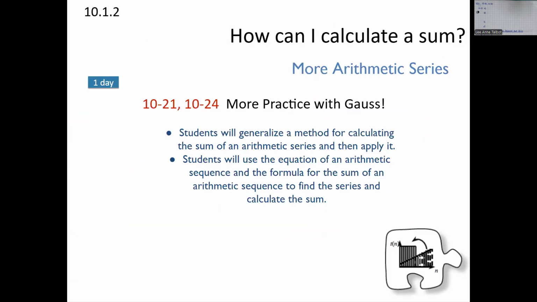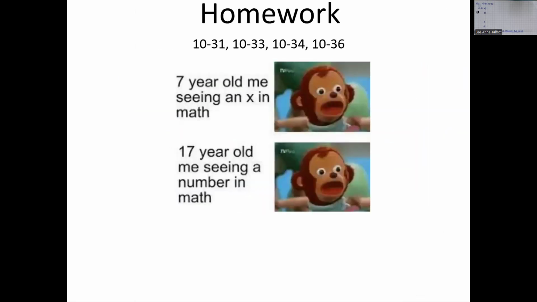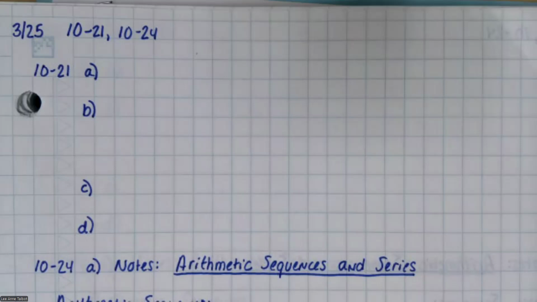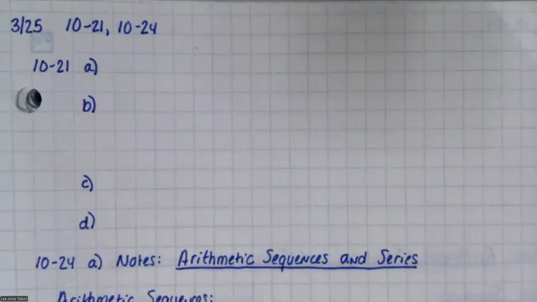And here's today's. We're doing 21 to 24, which is more of the Gauss formula. And here's the homework 31, 33, 34, 36. It says 7-year-old me seeing an X in math, 17-year-old me seeing a number. Nah, that's true. Okay, now you guys can set up your notebooks.